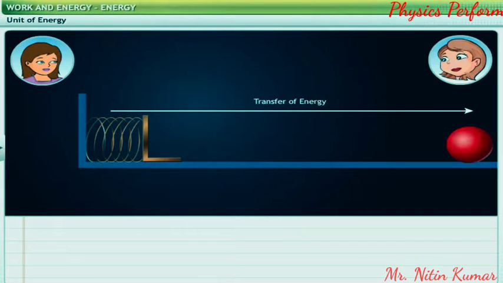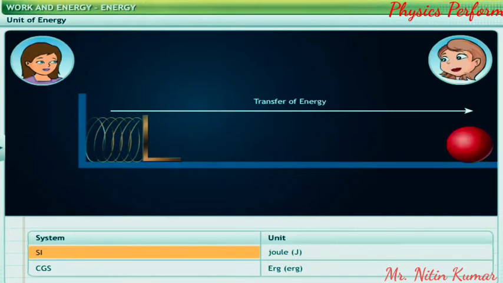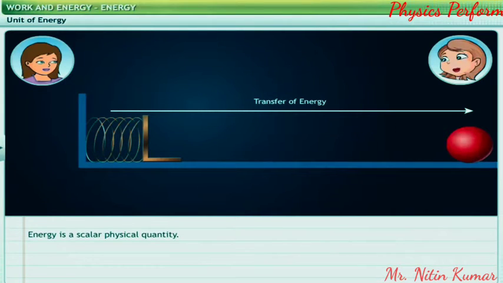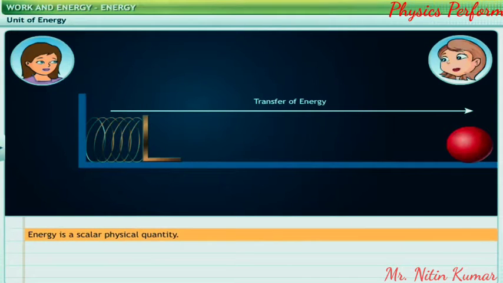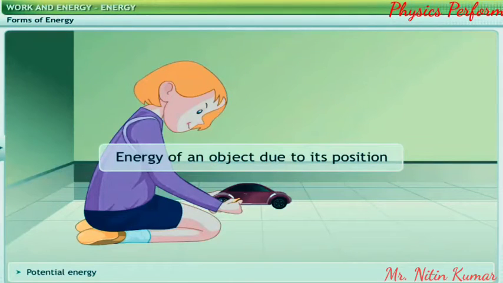So how about the unit of energy? Good thinking. The unit of energy is the same as that of work. Thus, the unit of energy in the SI system is joule, and in the CGS system, erg. Like work, energy is also a scalar physical quantity. You can find energy in different forms. Energy of an object due to its position or arrangement in a system is called potential energy.